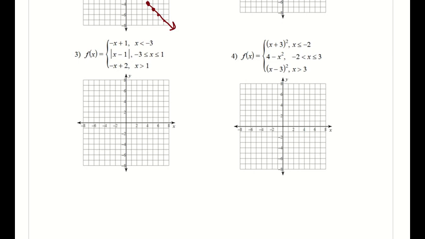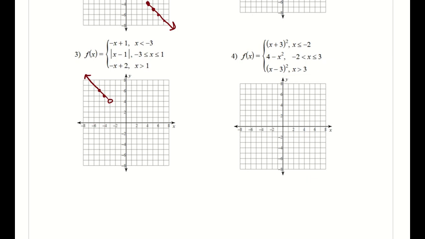All right, so negative x plus 1 is our function. Negative x plus 1 is just a line. Slope of negative 1, y-intercept of 1. So we're looking at this when x is less than negative 3. So we substitute negative 3 in, and we get the point (-3, 4). And then with our slope of negative 1, if we substituted negative 4 in, we'd end up with 5. Negative 5, we'd get 6. So that is what our line is going to look like.